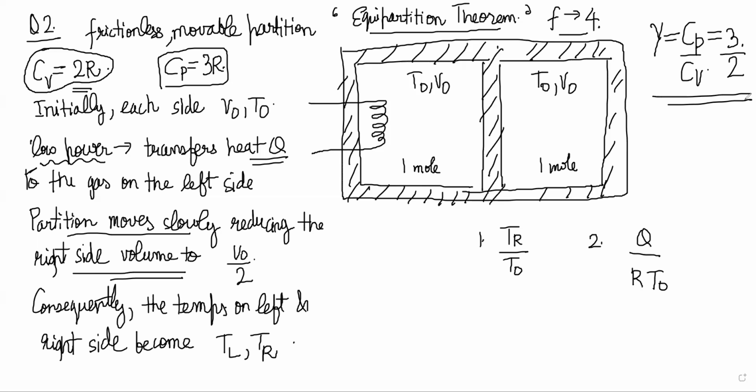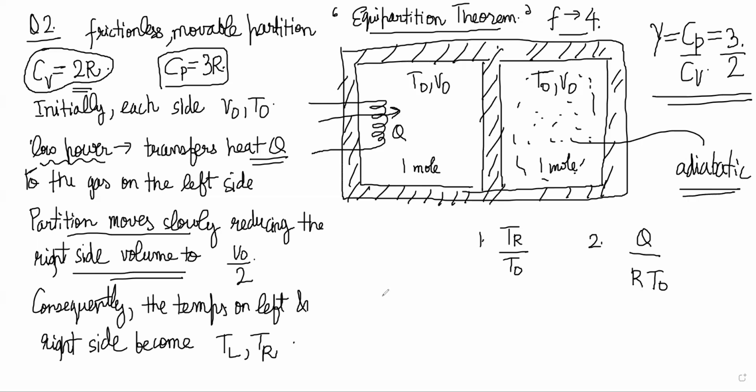Now, this part of the gas, obviously it was gaining heat from the heater, right? But what about this gas? No, it's not. Meaning, this gas is completely insulated, so obviously it will be doing an adiabatic process, right? So the process for the second gas is adiabatic, right? They are asking you for TR by T naught, and we know finally the second gas's volume has become V naught by 2, right? Temperature has become TR, right? So we can easily do adiabatic compression for this, right?